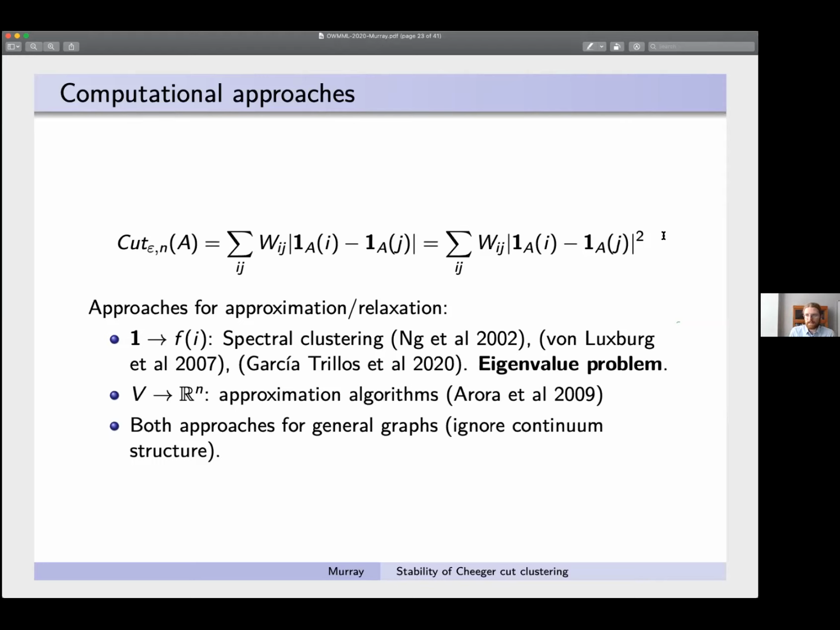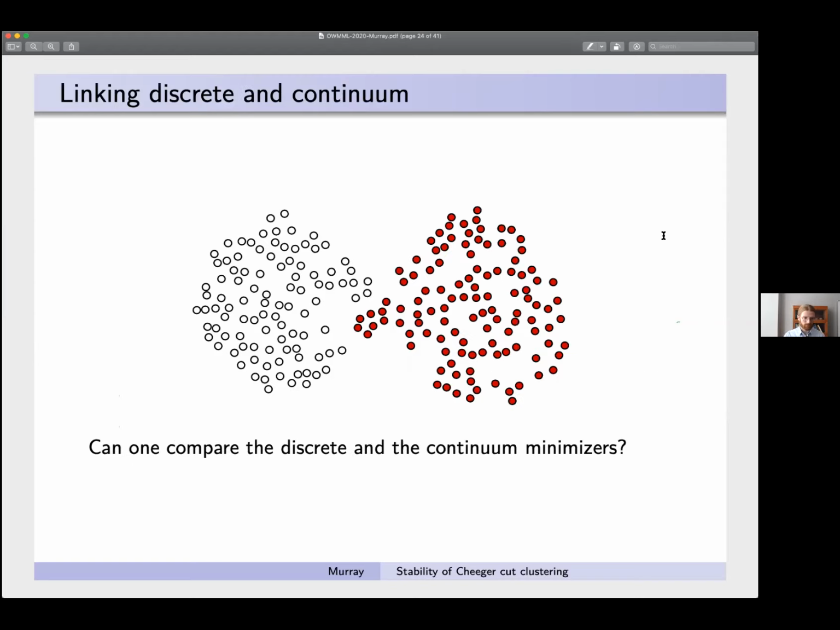And one of the takeaways, or the points I want to make here, is that these approaches involving relaxation, involving these graph approximation algorithms, they're posed for general graphs, and they ignore any continuum structure. And I think that the continuum structure often gives you a lot of leverage for studying these problems. So a question that we can ask, and indeed many people have asked this, or are still asking this, is what's the best way to compare these discrete and these continuum minimizers if we're thinking of the discrete objects as samples or approximations of the continuum one, okay?